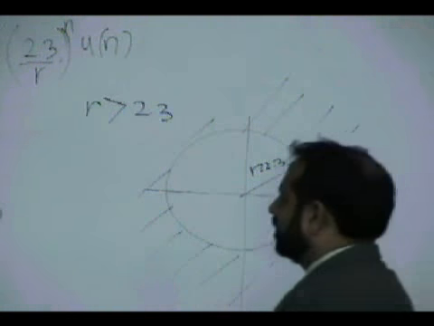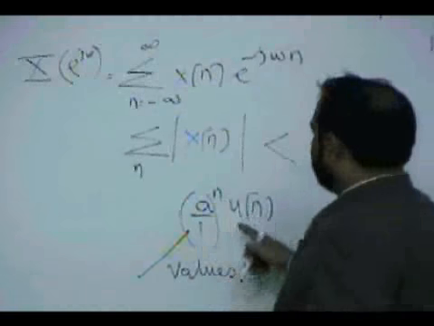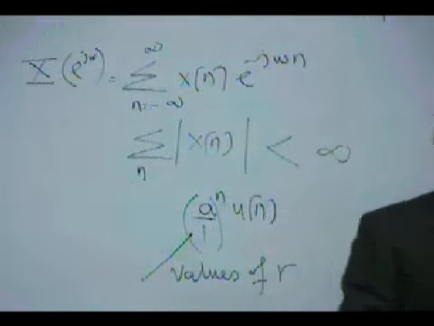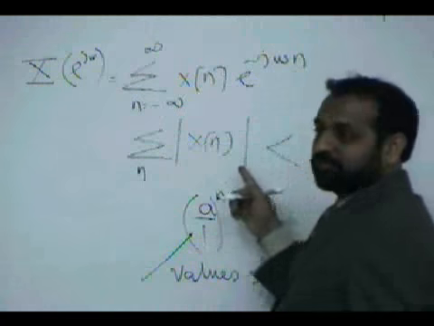Not in this case, otherwise. If r is equal to 1, what does it mean? It is the same sequence, which means it is the same Fourier transform. The Fourier transform exists when a sequence is absolutely summable, or if it is a system, it exists only for a stable system. We said the Fourier transform only exists for a stable system.